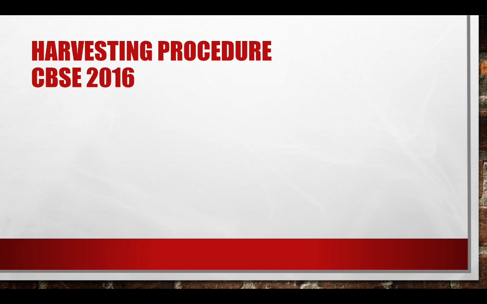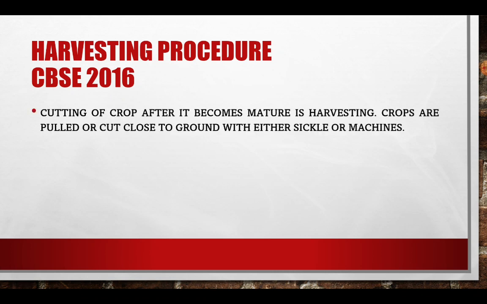This has been asked in CBSE 2016 and the festivals related to it we'll also be reading along here. It is an important 3-mark question. Cutting of crop after it becomes mature is called harvesting. Crops are pulled or cut close to the ground with either a sickle or a machine. A sickle is a U-shaped structure which resembles a knife, and it helps in cutting the crops at a specific location on the stem of the crop. Or some machines are also used. Those machines are called harvesters.